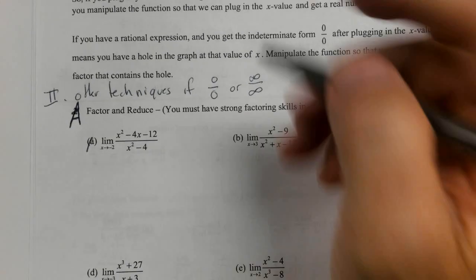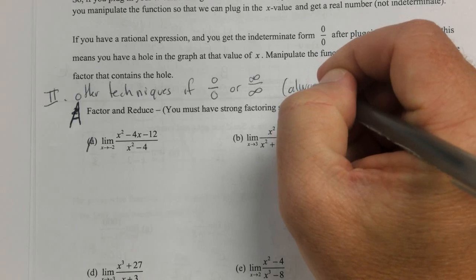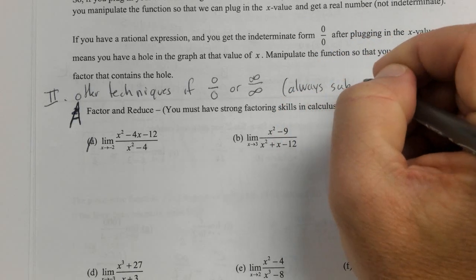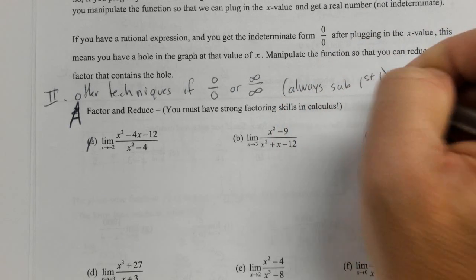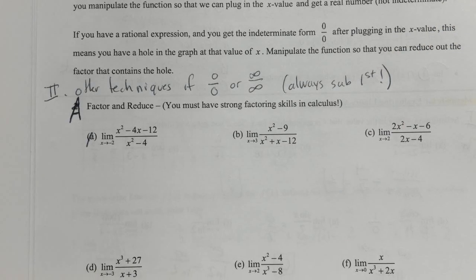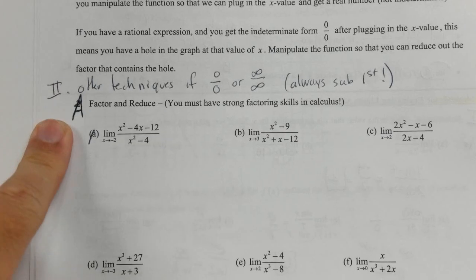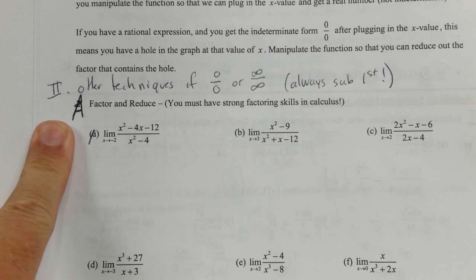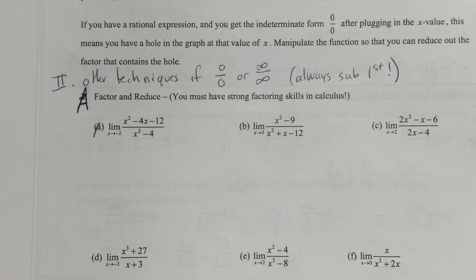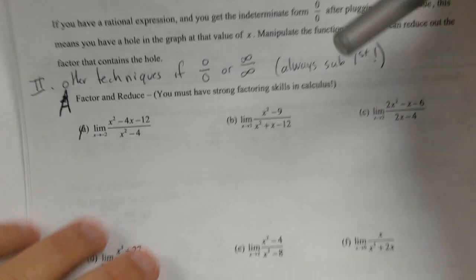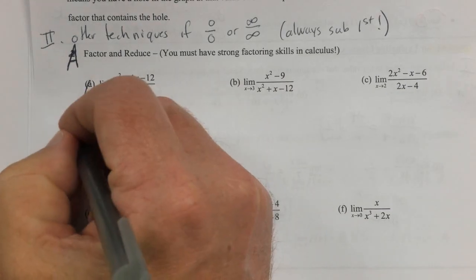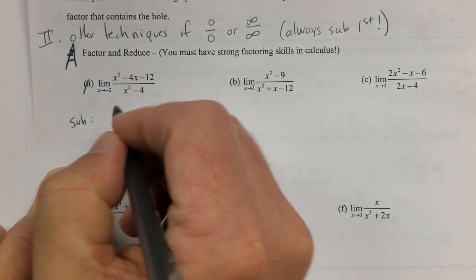But you still always try substitution first, so always substitute first. Because you don't know if you're supposed to use these unless you try substitution. Now, it's a little bit weird because this section says factor and reduce, so we know we're going to have to factor and reduce. But on the AP test, in the homework, it's not going to be grouped by section. It's just going to say find the limit, and your first job is going to be substitute and see what you get.